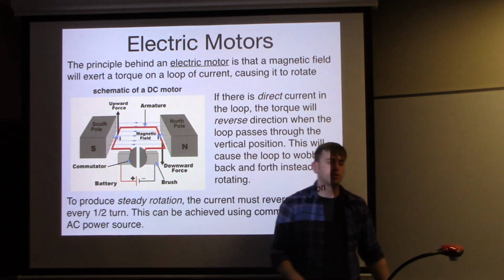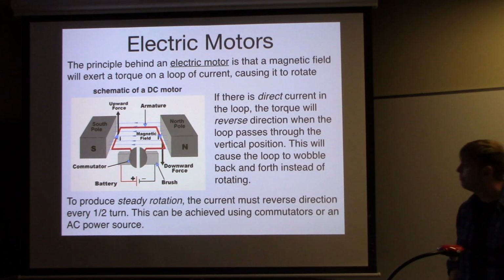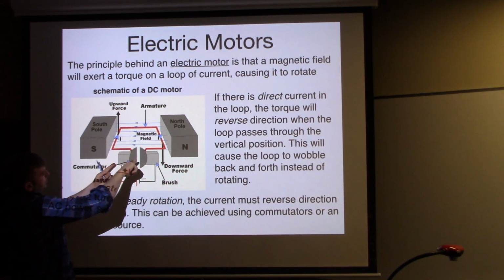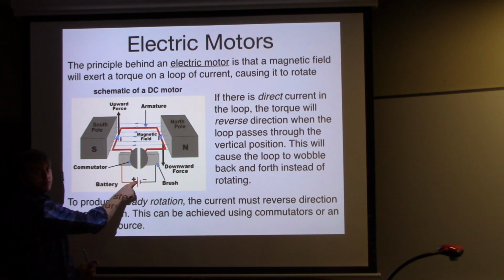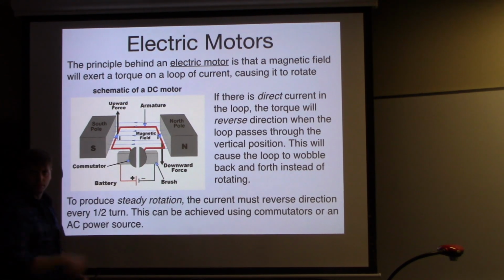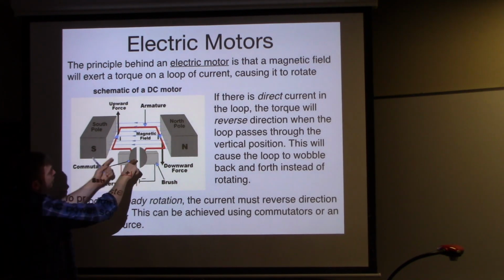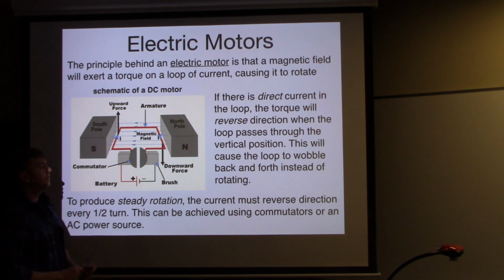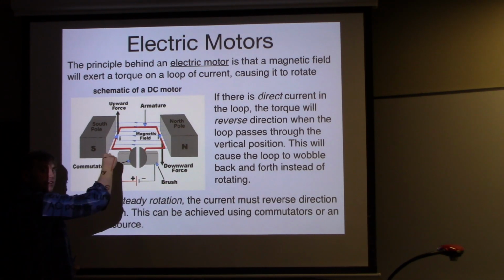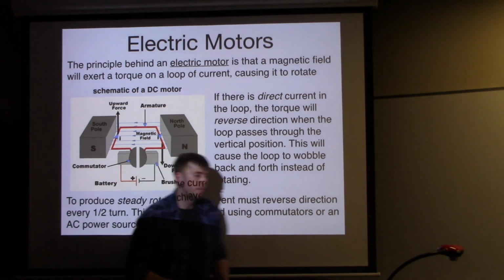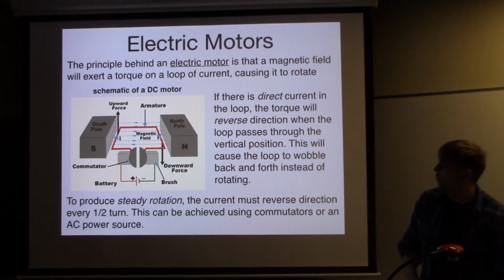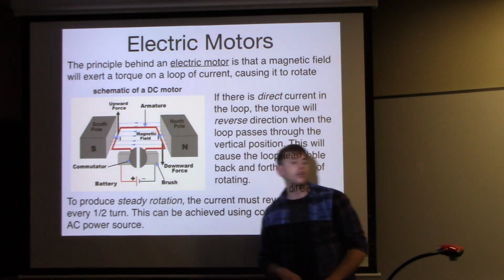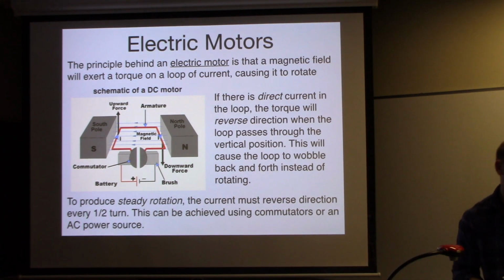And the way we achieve this is with something called a commutator. So the idea behind the commutator is, if this end is connected to the positive terminal of the battery, that causes current to flow one way. As soon as it flips over the top position, now it's going to be connected to the negative terminal of the battery. That's what the commutator does. So now the current is going to flow the other way. That's what we want to happen. Another way we could do this is instead of using a battery, we could use an AC power source where the current goes back and forth, but a commutator also will work.